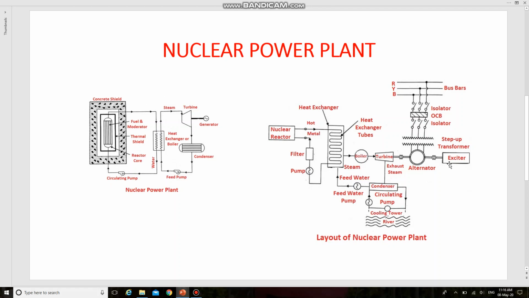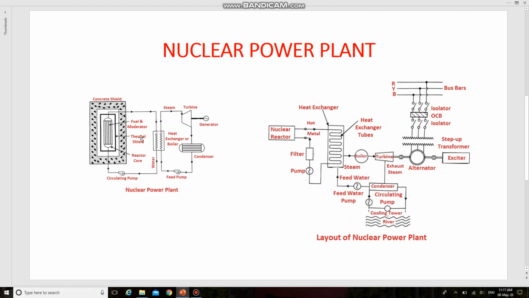Okay, let us see what are the components associated with the nuclear power plant. So this is the simple construction of a nuclear power plant. It consists of a nuclear reactor, coolant circulating pump, heat exchanger, feed pump, condenser, turbine, and generator. So these are the various components associated with it.